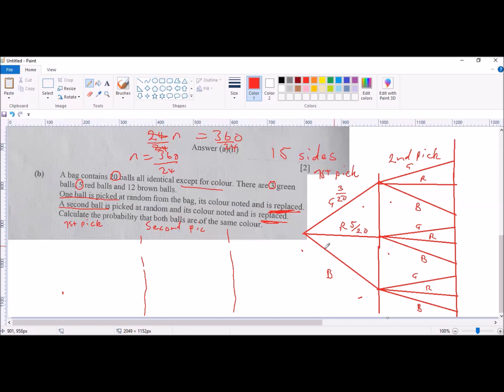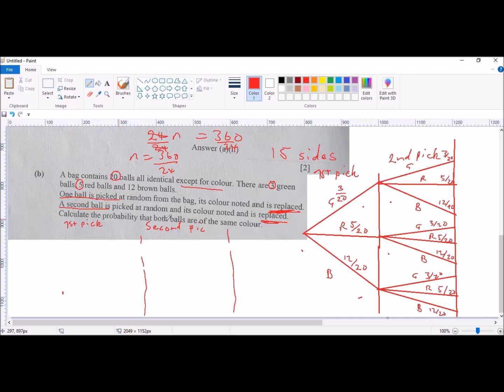What is the chance of picking a brown ball? 12 out of 20. Since we are replacing, the probabilities are the same even on the second pick. If you pick a green, it doesn't affect any of this, right? So we have also 3 out of 20 here, 5 out of 20, 12 out of 20. Here again, 3 out of 20 for the green, 5 out of 20 for the red, 12 out of 20 for the brown, 3 out of 20, 5 out of 20, 12 out of 20. All right.